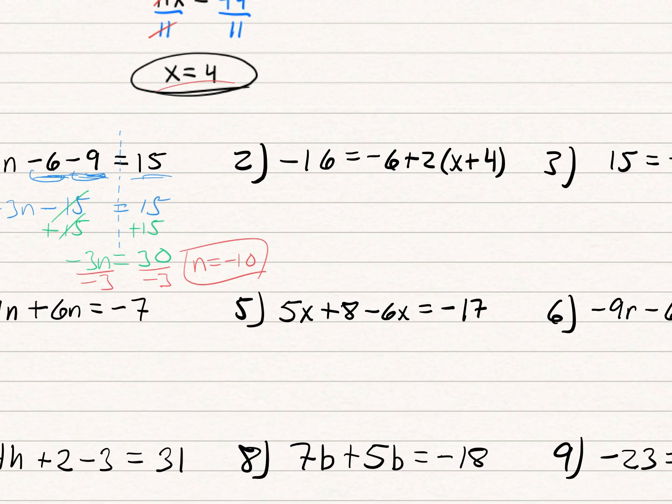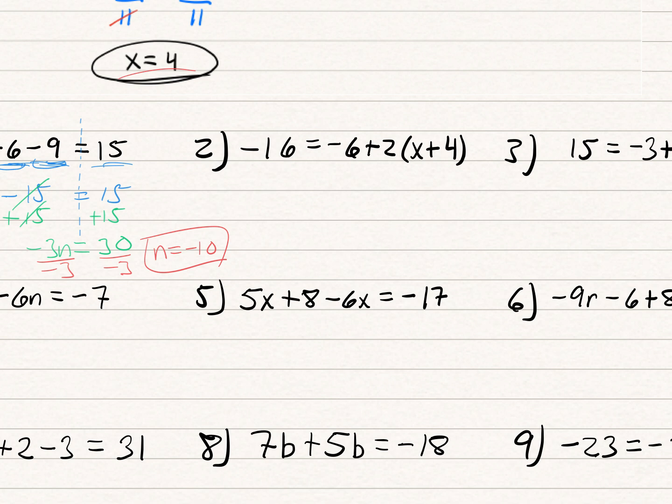All right, now let's check the second one. We have -16 equals -6 plus 2 times x plus 4. The first thing you want to do, is there anything that you need to distribute? All right, here there is, right? There is a 2 in front of a set of parentheses. So you're distributing that 2 to everything. So we get -16 equals -6 plus 2 times x is 2x plus 2 times 4 is 8.